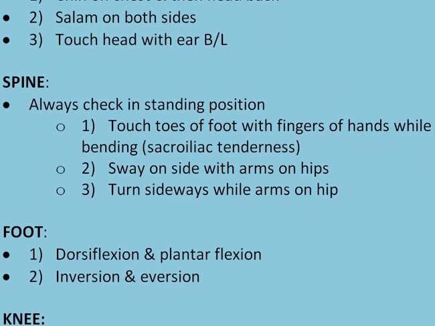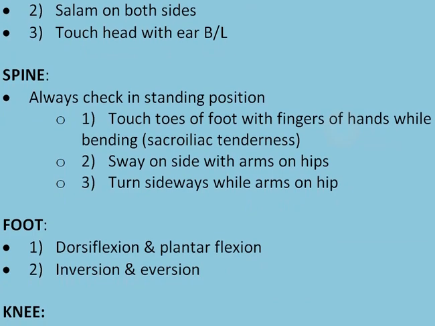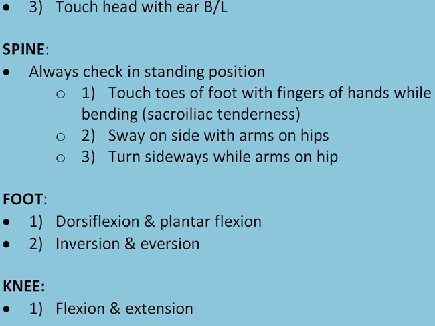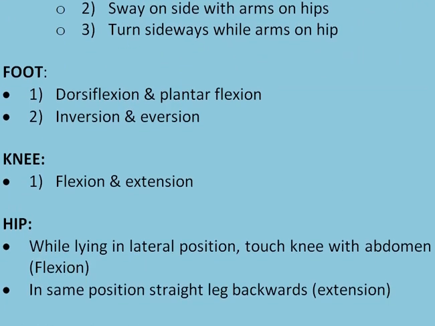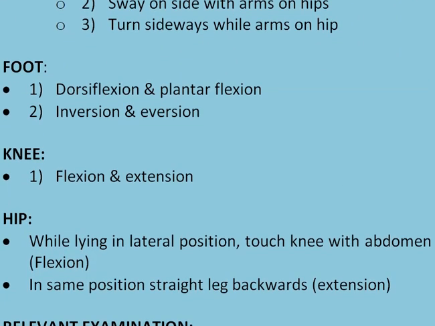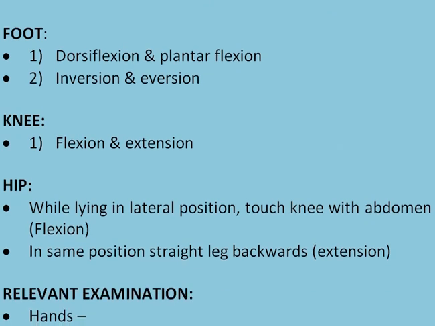Then on the foot you check the dorsiflexion and plantarflexion, inversion and eversion. At the knee joint there is flexion and extension movement. At the hip joint, while lying in the lateral position, touch knee with abdomen, flexion; in the same position, straight leg, backwards extension. Remember the leg should be straight.